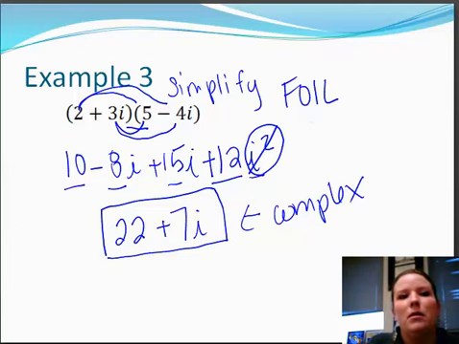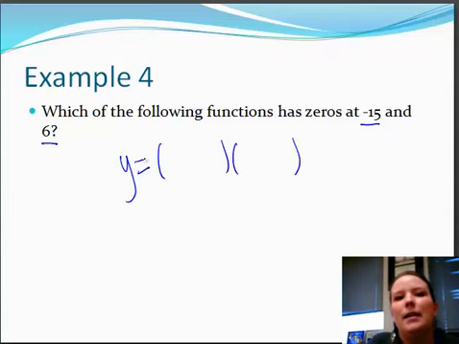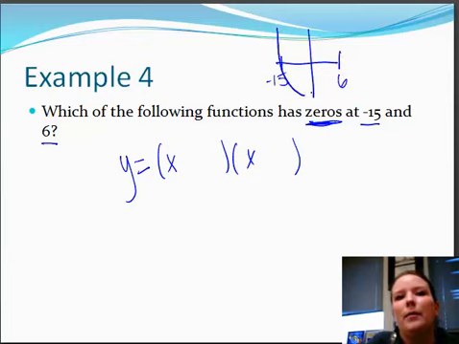Our fourth example says, which of the following functions has zeros at negative 15 and 6? So this is a multiple choice question because I took it straight off the test. It wants you to figure out how we could put negative 15 and 6 as factors. So it's going to say something like y equals, and it's going to have parenthesis sets, x and x. Now if these are the zeros, meaning these are the roots, it means the graph's hitting at negative 15 and at positive 6. So we don't really know if it's opening up or down, but we know it's going something like that.